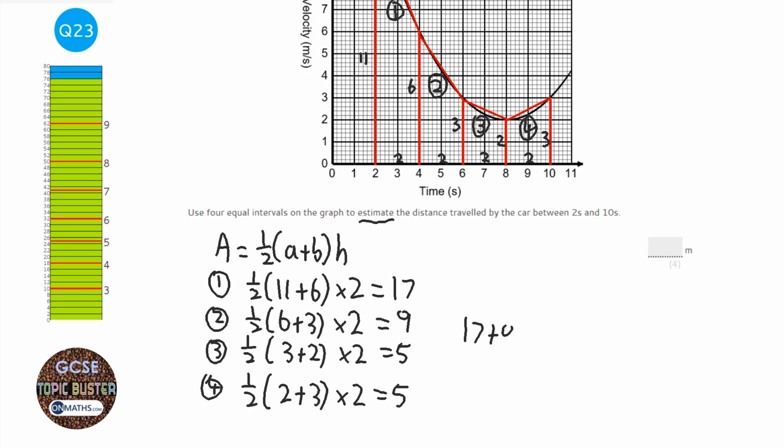So to work out the total distance, 17 plus 9 plus 5 plus 5. I don't know why I'm using a calculator for this as well, but it's here, so we might as well use it. So it's going to be 36.